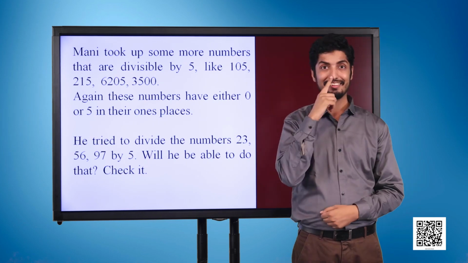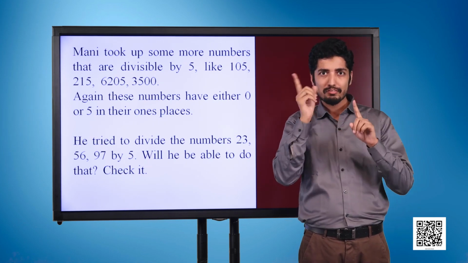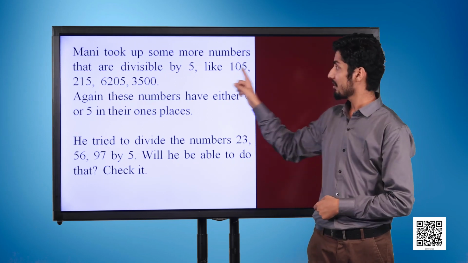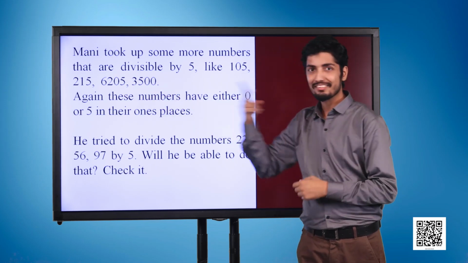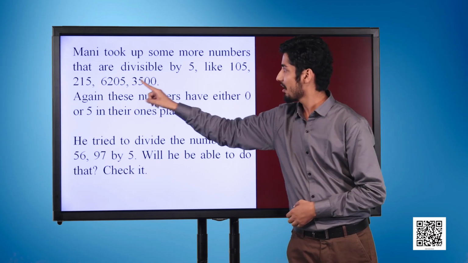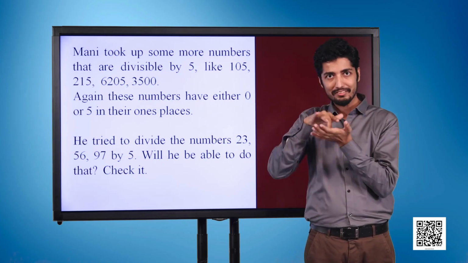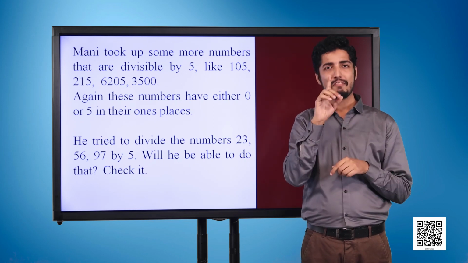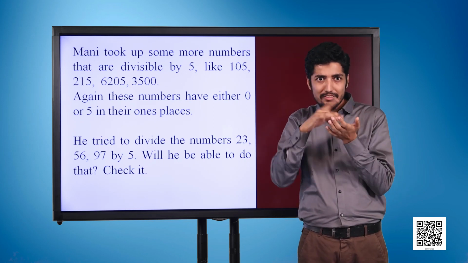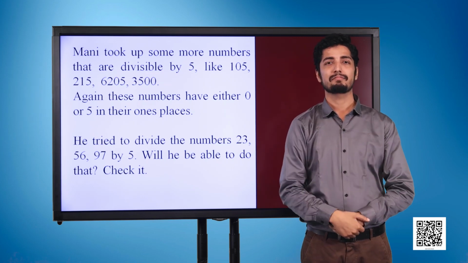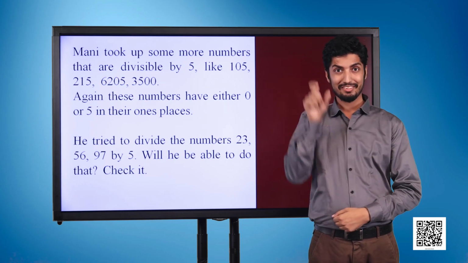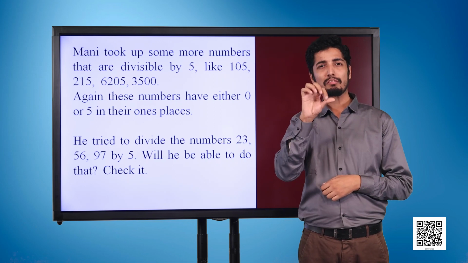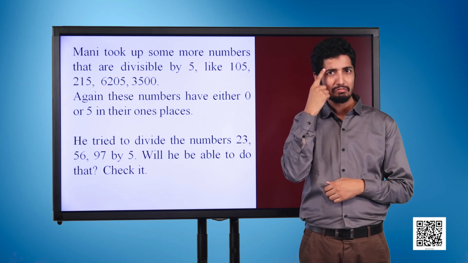Munni took up some more numbers that are divisible by 5, like 105, 215, 6205, 3500. Again, these numbers have either 0 or 5 in their ones places. He tried to divide the numbers 23, 56, 97 by 5. Will he be able to do that? Check it.